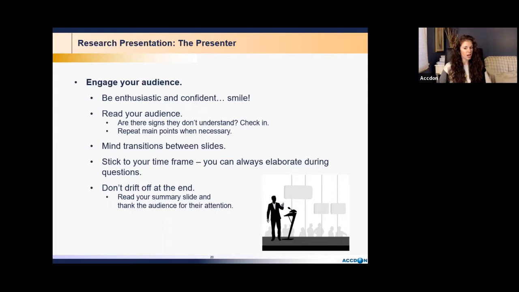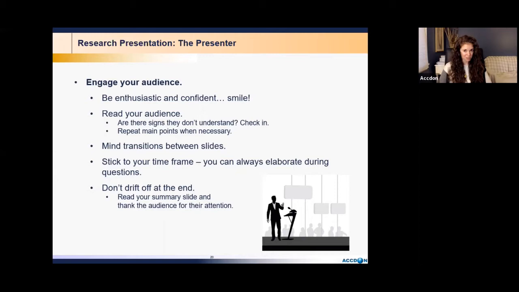Again, stick to your time frame. You can always elaborate on details during questions. Questions is where you really get to showcase the knowledge that you have about your research. And then last but not least, don't drift off at the end.